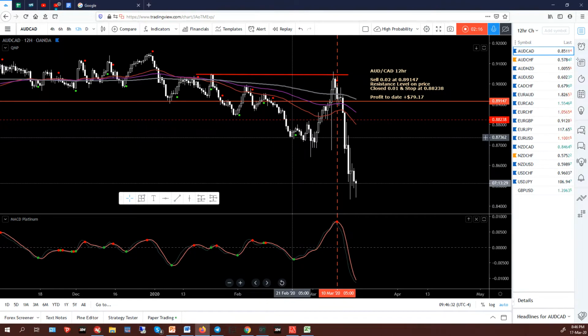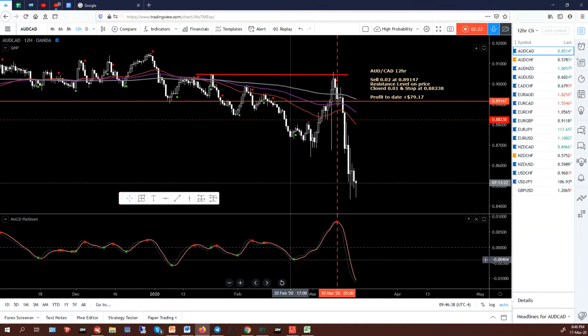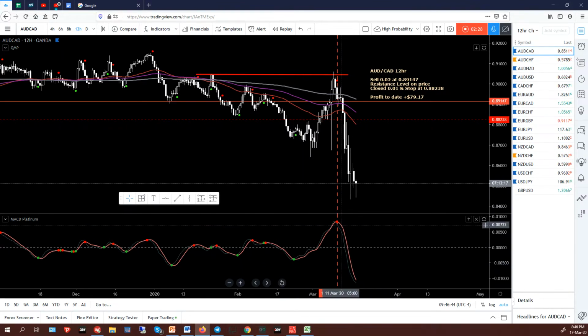So on this example here, if you were to take a buy, it'd be at the open of the next candle. This is the MACD platinum down here. Generally, I'm looking to take buys when it's below the zero level, which is the dashed line, and take sells when it's above the zero level. So I've taken a sell here.